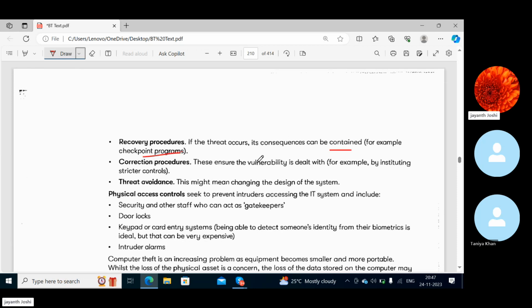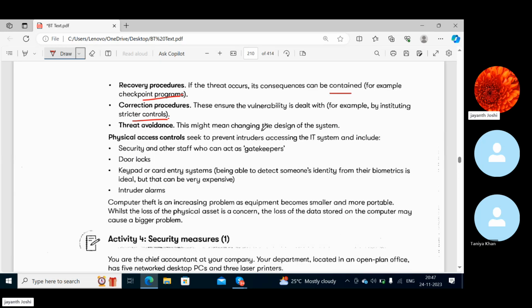For example, checkpoint programs. Correction procedures: these ensure the vulnerability is dealt with, for example, by instituting stricter controls and threat avoidance. This might mean changing the design of the system altogether. Physical access controls seek to prevent intruders accessing the IT systems and include security and other staff who can act as gatekeepers. Door locks, punch card systems whereby you can swipe the card, biometrics you can access, and then intruder alarms.